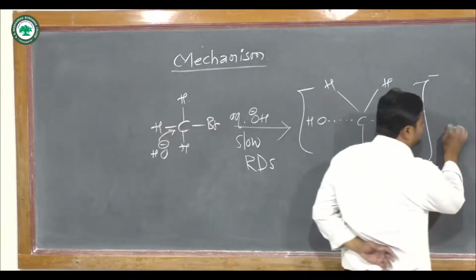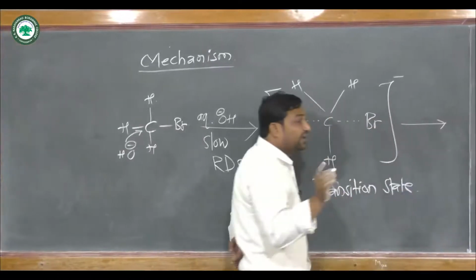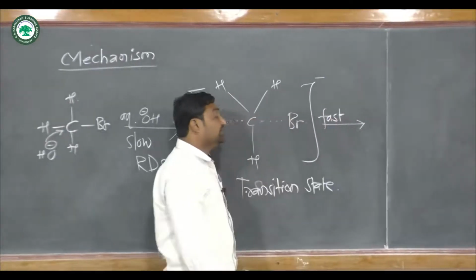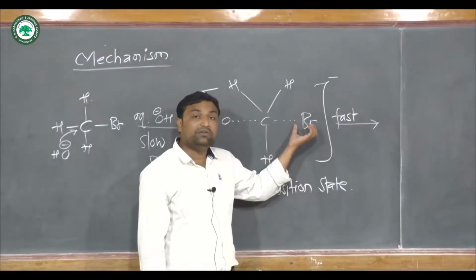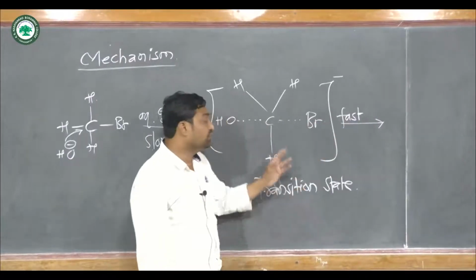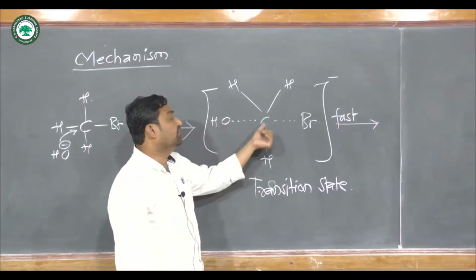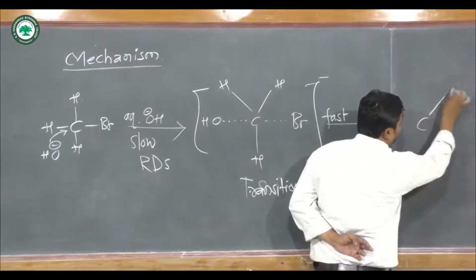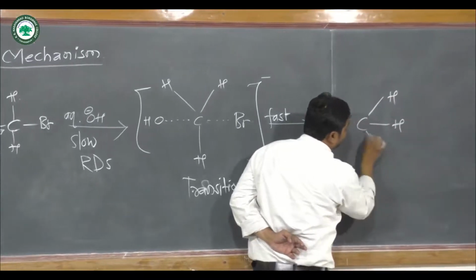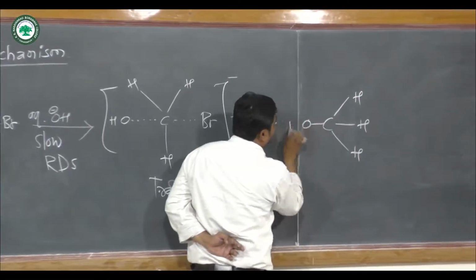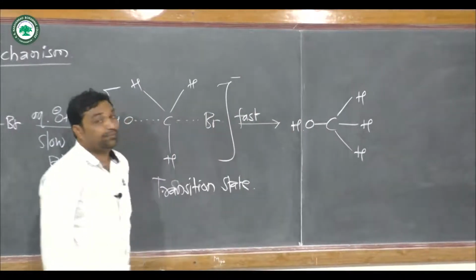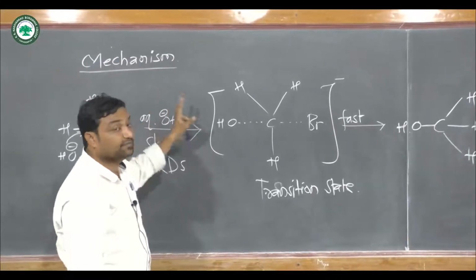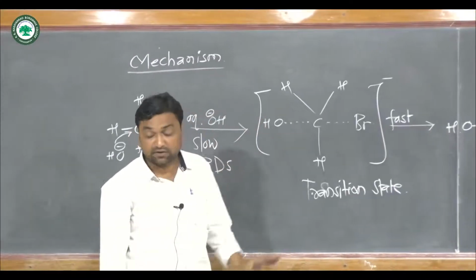And now this second step is obviously fast, in which this halogen atom completely leaves and this OH forms a bond with this carbon, and we obtain this methyl alcohol as a product. Now this is all about the mechanism of SN2 reaction.